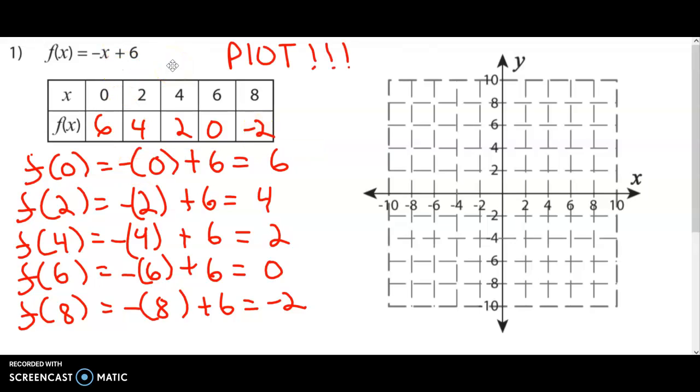Okay, so now we're going to plot those. Each section over here is what we use to plot. We'll start with the first one, which is 0 and 6. With 0, 6, the f of x is the same as the y. So you're just going to go 0 on the x-axis and go up 6 on the y, or f of x, axis.